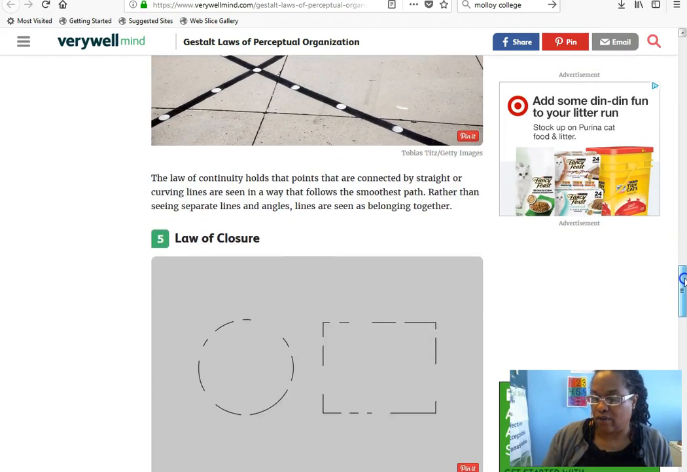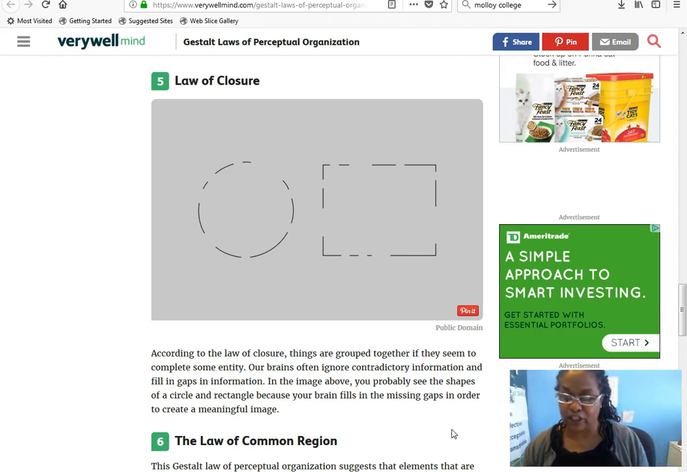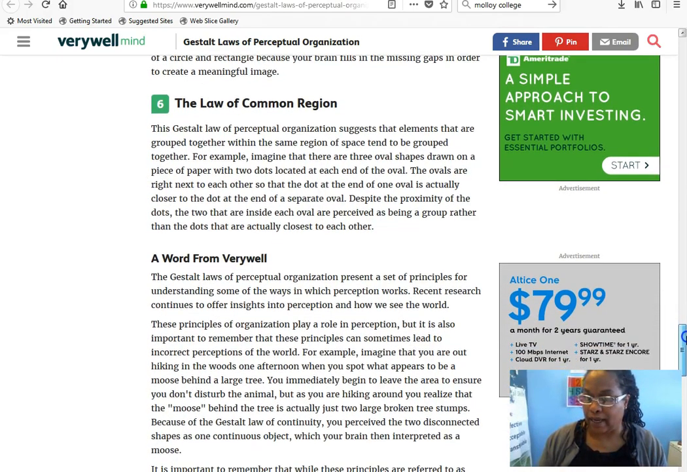And then we have the law of closure. According to the law of closure, things are grouped together if they seem to complete an entity. Our brains then ignore contradictory information and fill in gaps in information. In the image above, you probably see the shapes of a circle and a rectangle because your brain fills in the missing gaps in order to create a meaningful image. Keep all this in mind because it's really going to come in handy.